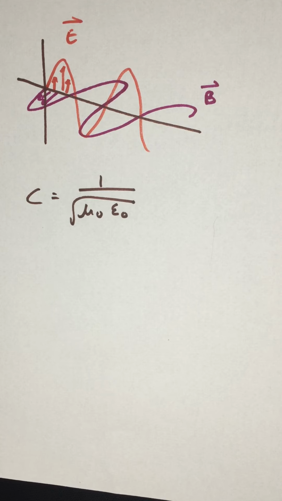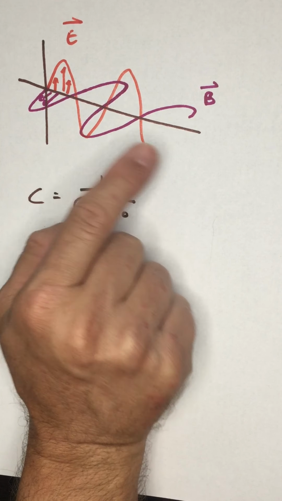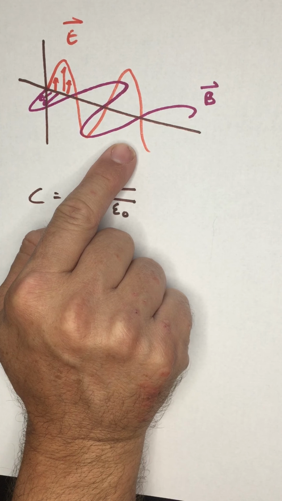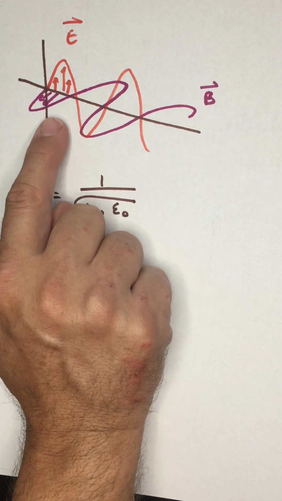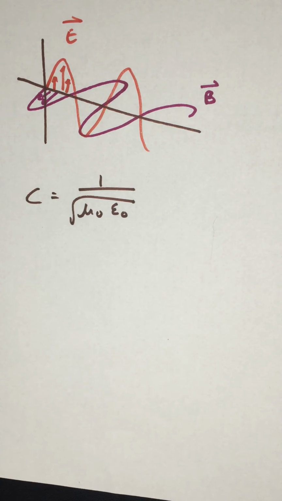The direction here is also important. Notice how I've drawn them. I've drawn them perpendicular to each other, or orthogonal to each other. And that is how E and B fields are oriented in an electromagnetic wave. They are situated such that E and B are mutually perpendicular.